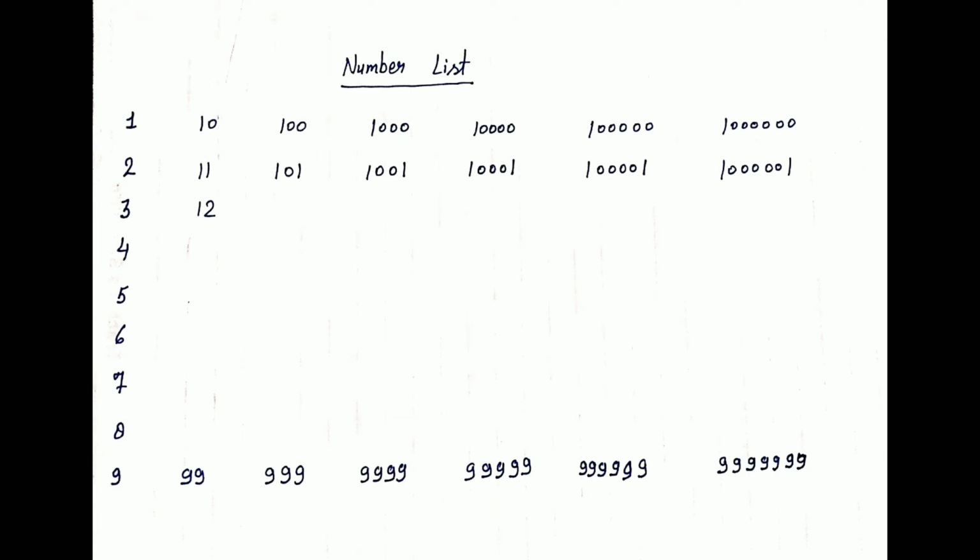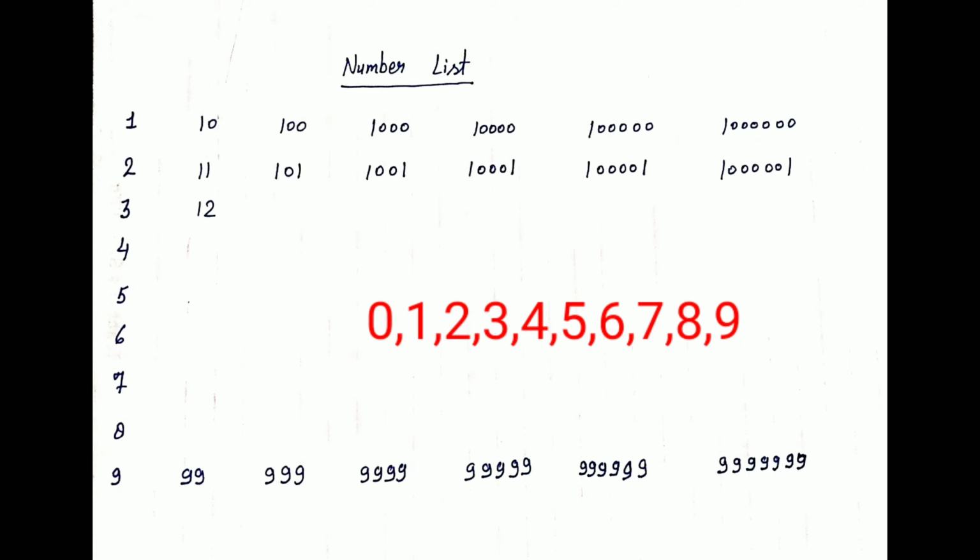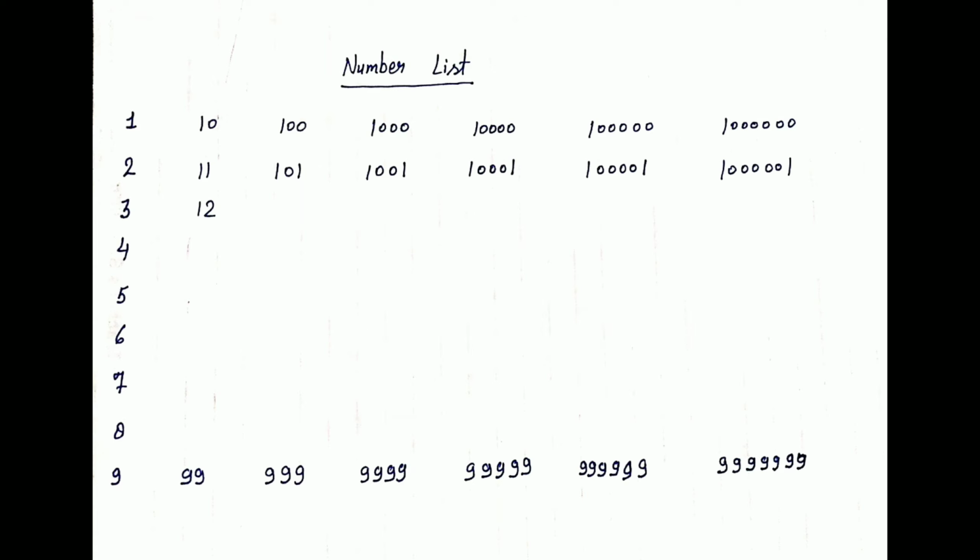Another interesting thing that we observe is, how are all these numbers created? They have been created with the digits 0, 1, 2, 3, 4, 5, 6, 7, 8 and 9. These are the digits with the help of which these numbers have been made. Can you tell any number without these digits? No. So that's again a beautiful thing.